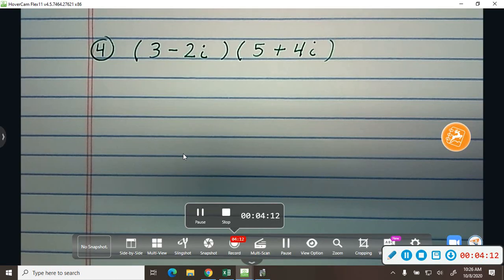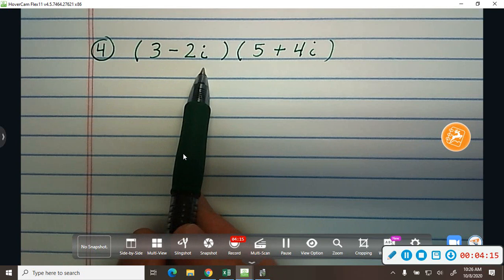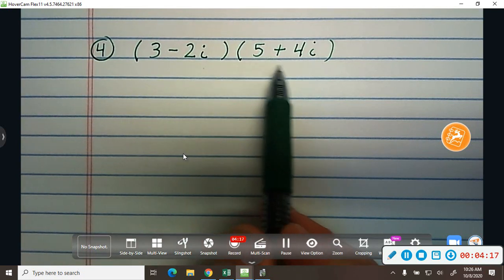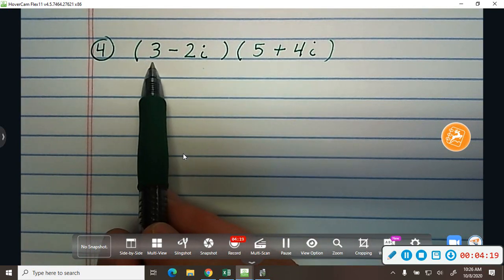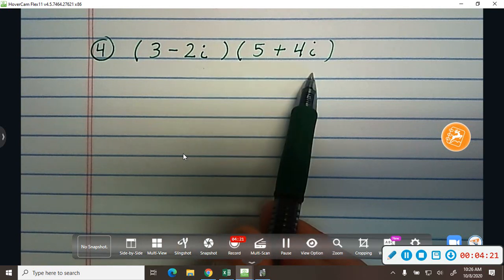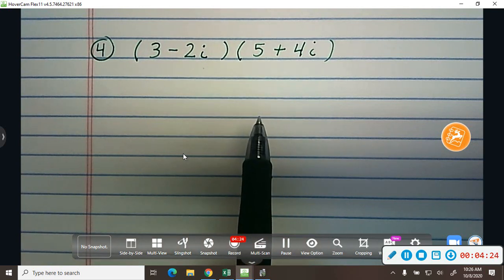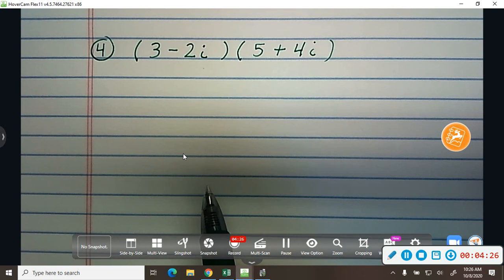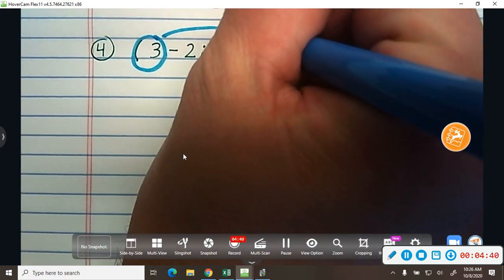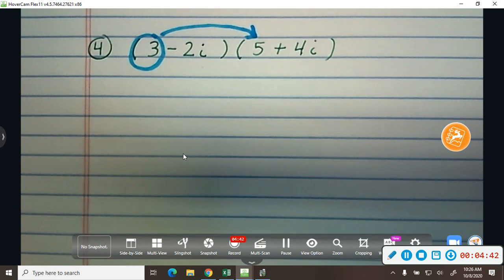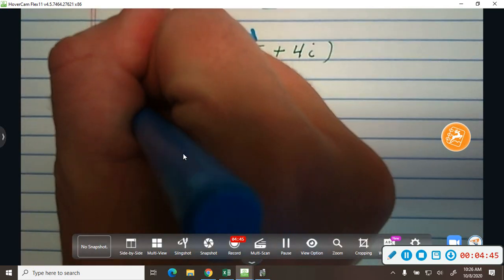So here's an example of taking a complex number times a complex number. When you have 2 terms times 2 terms, you end up with 2 times 2 terms. That'd be 4. So there should be 4 terms. And the process we're going to use is called FOIL, or some people just call it the distributive property. You're going to take 3 and you're going to distribute it to the 5. So 3 times 5, 15.